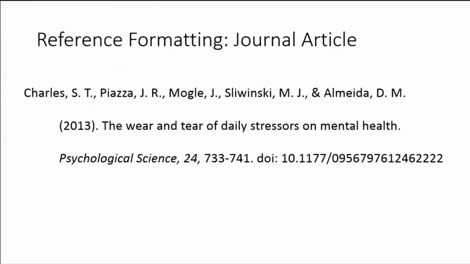A reference answers four questions. Who wrote it? When was it written? What was the title? Where was it published? Each of the components answering those questions has unique formatting. Note, too, that the publication and other forms have different formatting. Once you get the idea of the journal article reference, the differences for books and other types of sources should be easy to spot.